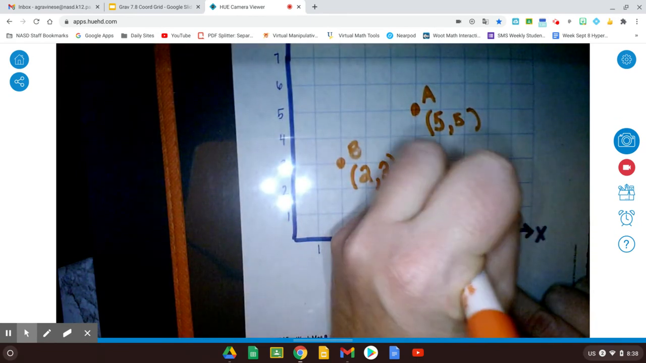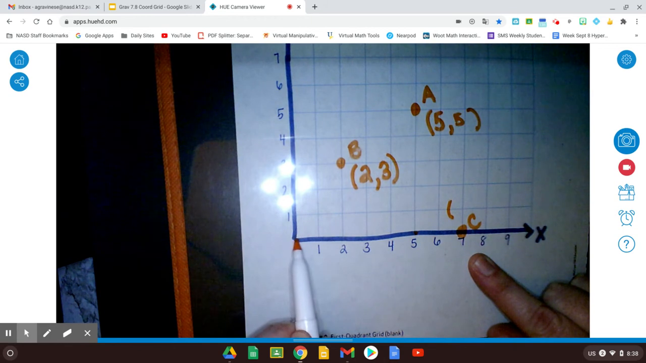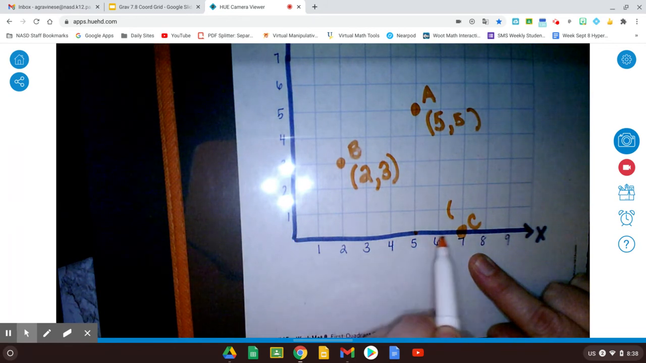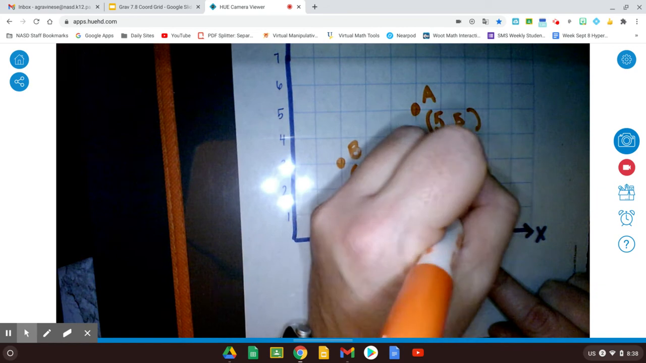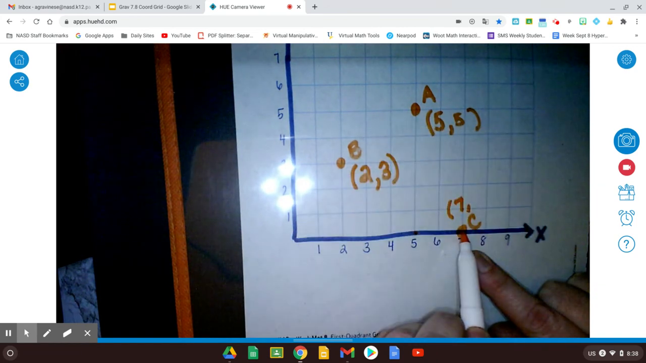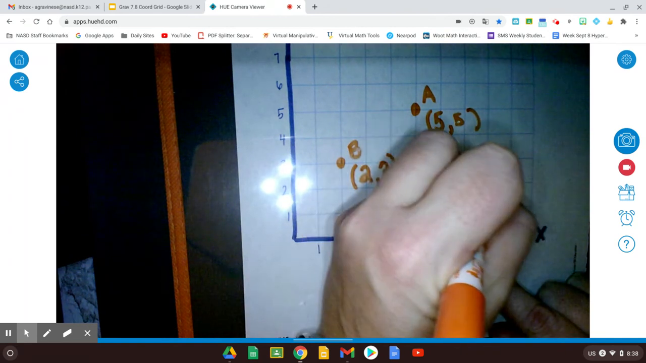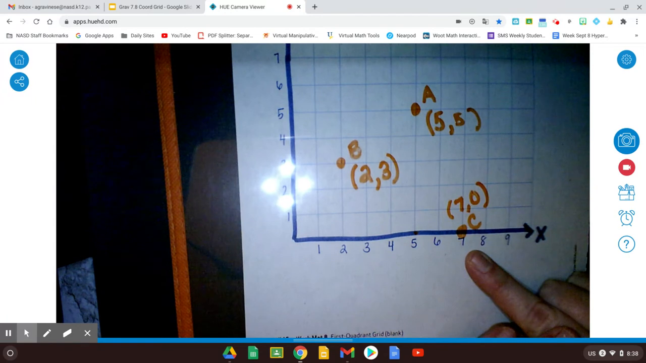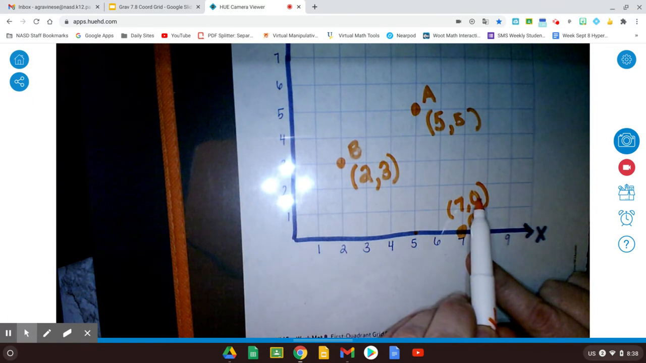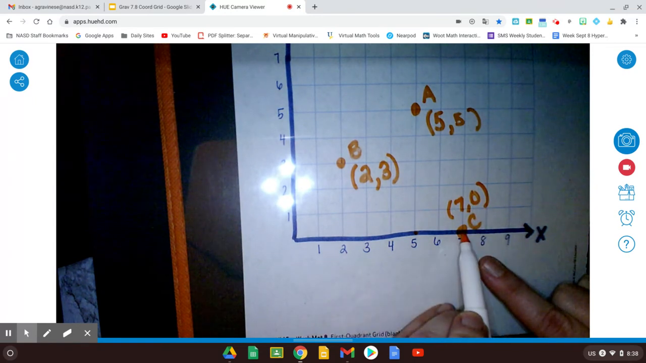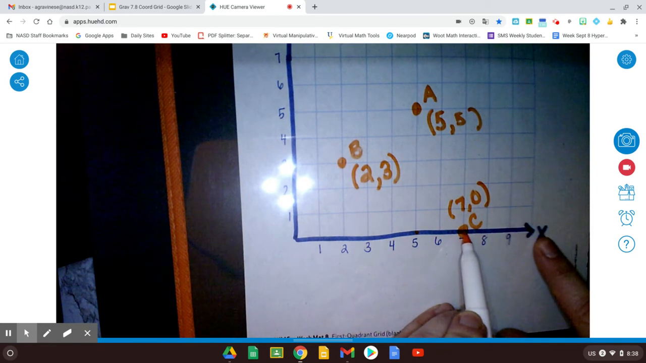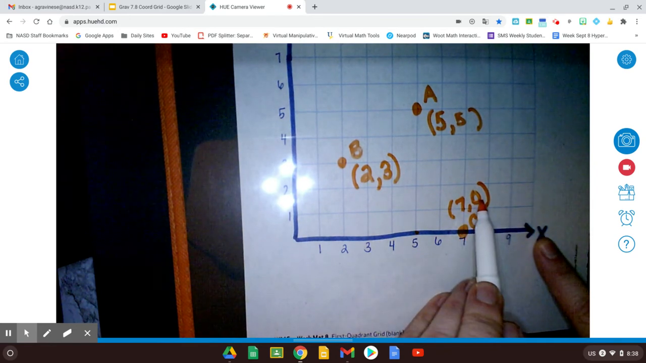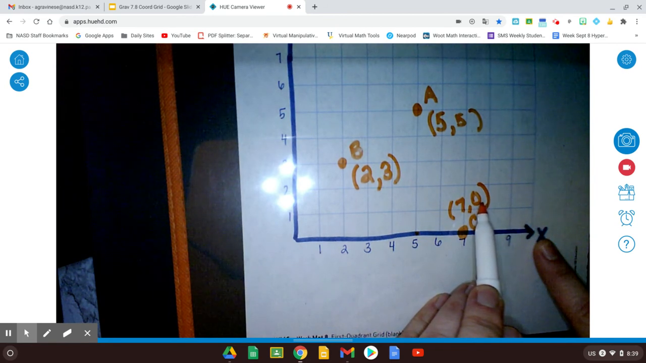All right, let's try C. For C, how far over? 1, 2, 3, 4, 5, 6, 7 over. And then how far up? Well, wait a minute. I'm already there. I don't have to go up at all. So this is a 0 for our up number, a 0 for our y coordinate. Anytime you have a point on the x-axis, that means we don't go up. So the second number in our ordered pair, the y coordinate, will be 0.